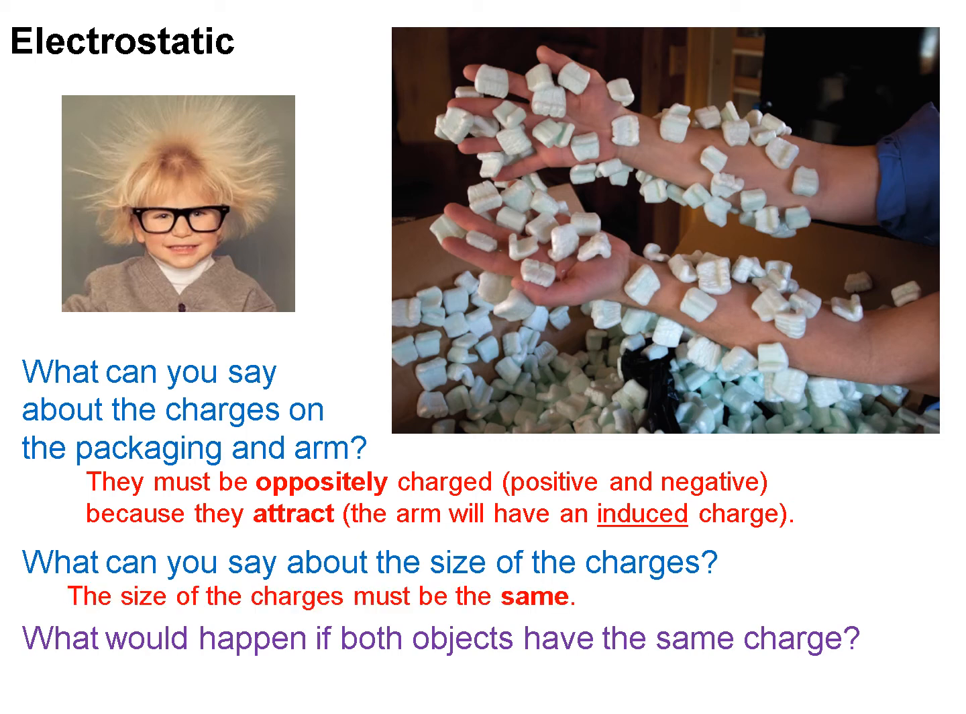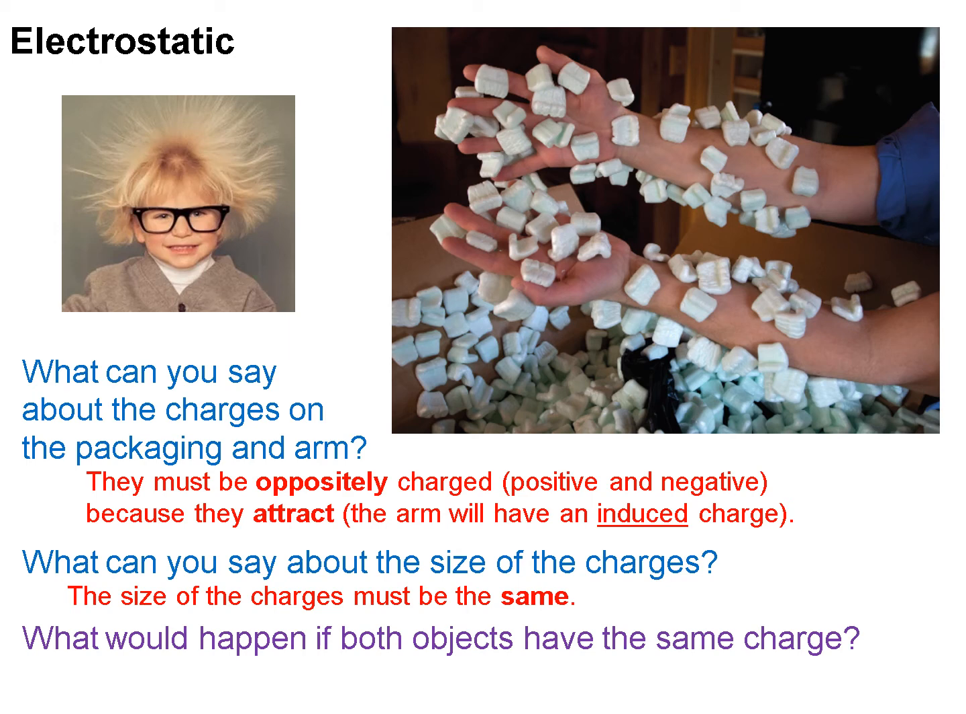Okay, so you can see in the picture that these bits of polystyrene packaging are stuck to this person's arm here. And what we can say about that is that they must have opposite charges, because opposite charges attract. So it's a little bit like north and south pole. Opposite poles attract and opposite charges also attract. So one of them must be positive and one of them must be negative for them to be able to attract. I've just put in here as well that the arm will have an induced charge, and if you are doing triple science, we'll learn much more about induced charge versus overall charge when we get to topic 11 on static electricity and force fields.